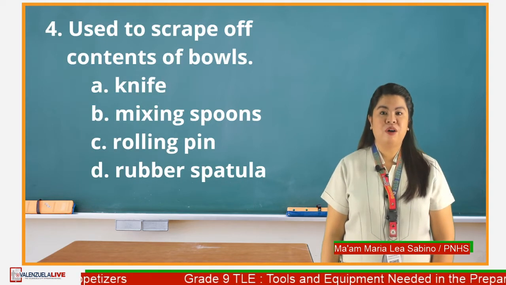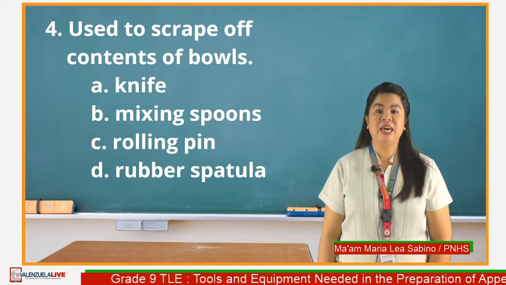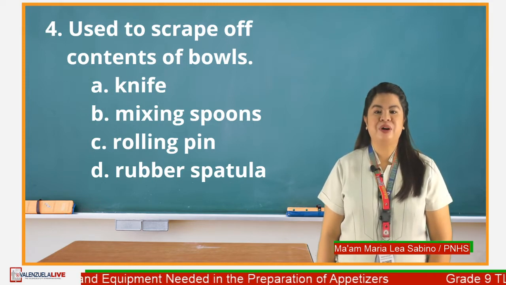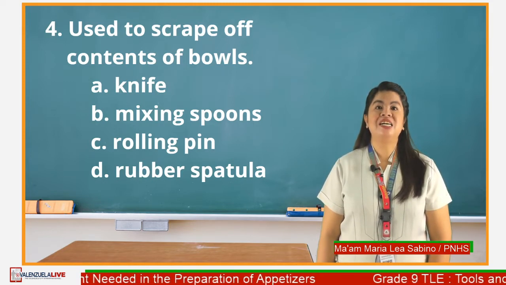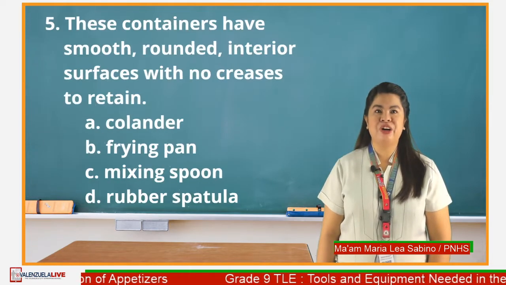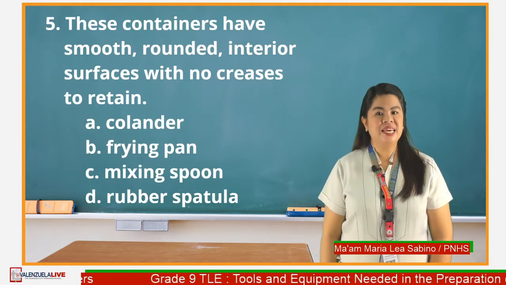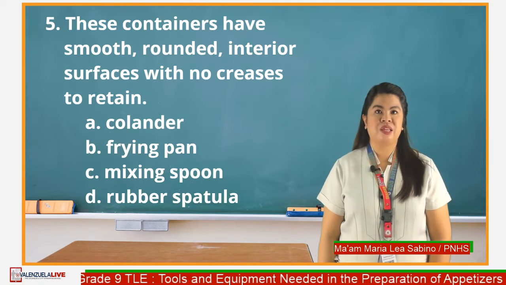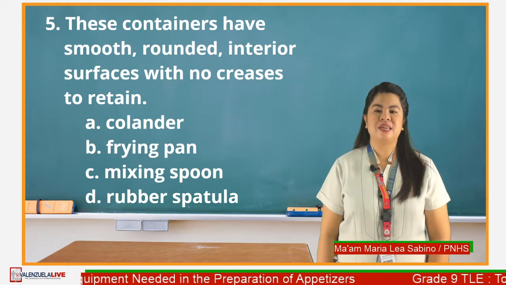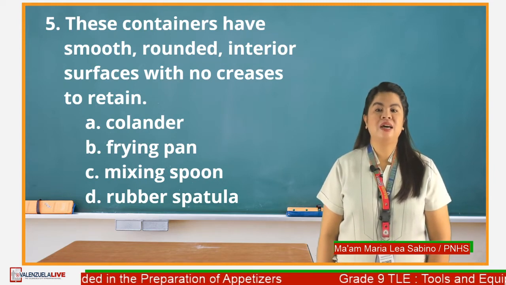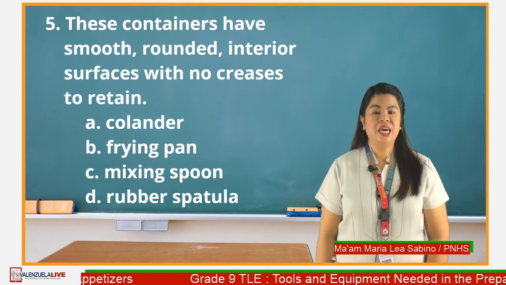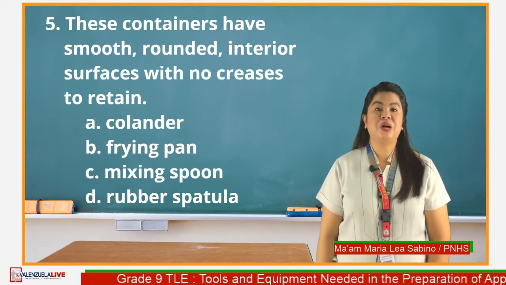Number 4. Use to scrape off contents of bowls. A. Knife. B. Mixing spoon. C. Rolling pin. D. Rubber spatula. And lastly, number 5. These containers have smooth, rounded interior surface with no crevices to retain. A. Colander. B. Frying pan. C. Mixing spoon. D. Rubber spatula.